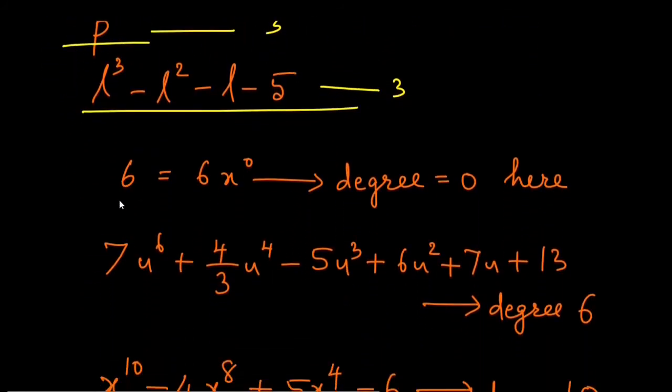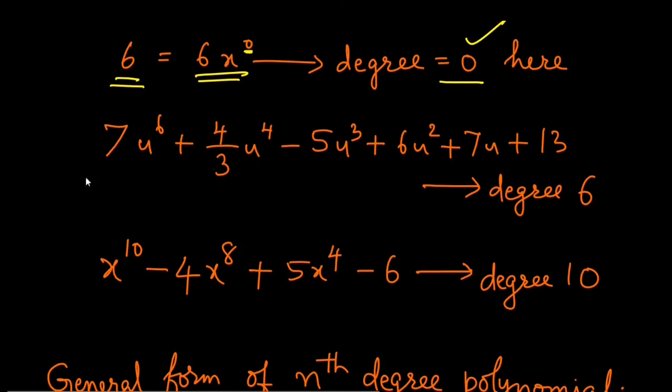With constant term, we should not confuse. The degree of constant term is 0. Because say 6 can be written as 6 into x power 0. The exponent of the variable is 0. So the degree of a constant term is 0.